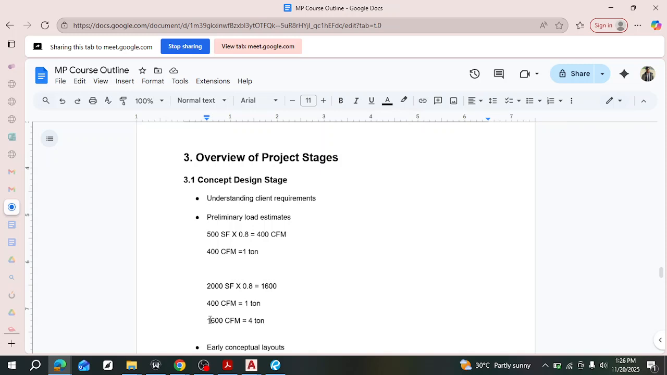Then the use of the space, because it will tell you about the number of lighting points, the number of people, and the number of equipment, and that will give the heating load and cooling load. So when you do an actual load calculation, load sizing, it gives you something more accurate.